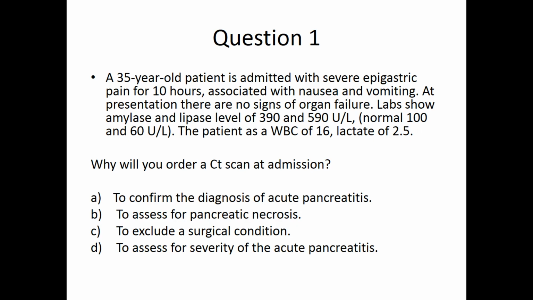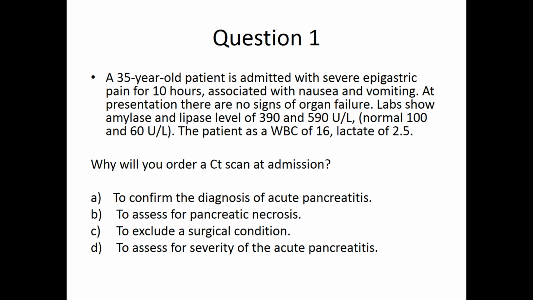So now let's go through the board questions. Question 1: a 35-year-old patient is admitted with severe epigastric pain for 10 hours associated with nausea and vomiting. At presentation, there are no signs of organ failure. Labs show amylase and lipase levels of 390 and 590 units per liter with a normal of 160. The patient has a white blood cell count of 16 and a lactate of 2.5. Why will you order a CT scan at admission?